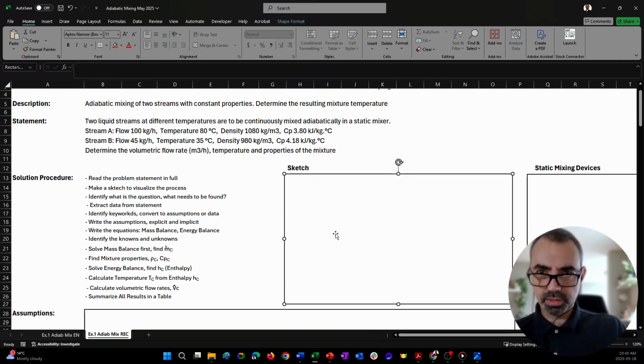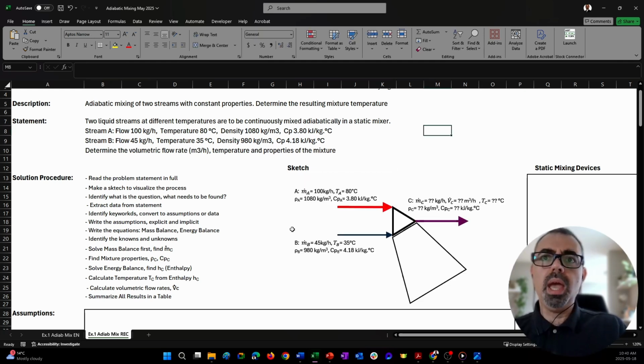So here is the sketch of the basic problem. We have two streams at different temperatures, and here I already extracted the data from the problem, which is the volume, the mass flow rates, temperatures, and the properties of each. And the question is, what's the outlet condition? What do we get after mixing these two streams? And there is now some important information we need to identify. What are the conditions of this mixing process?